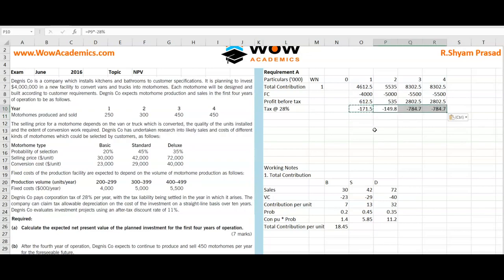The same approach you have to do for other years. But in this sum, you have a tax allowable depreciation. So for that, we have to do a working note. So the working note, we'll do it here. So it is tax allowable depreciation. So we'll do it here.